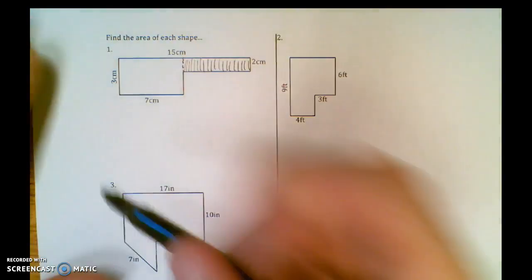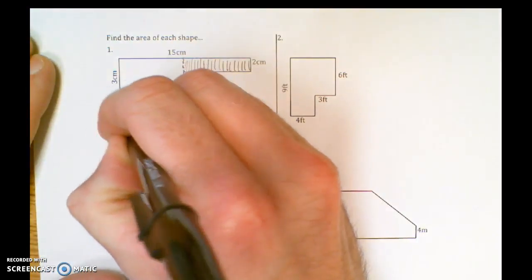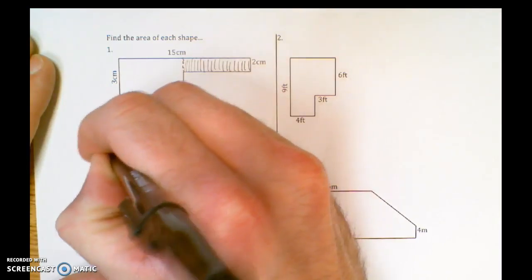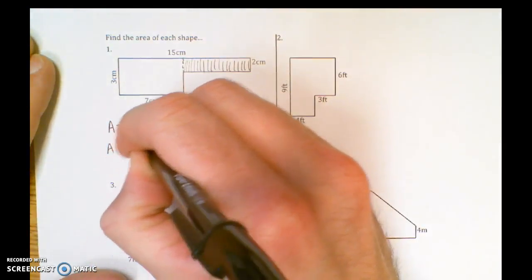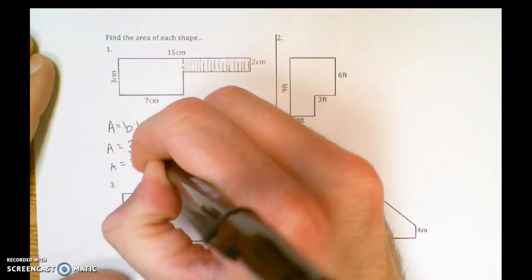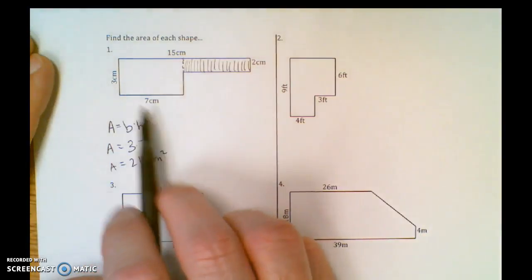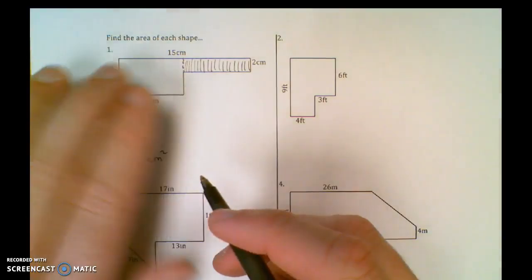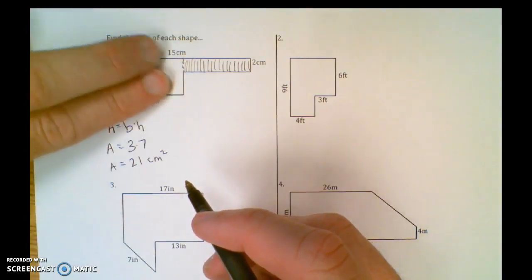The area of the first rectangle is just base times height. And it's 3 times 7. And that's 21. And it's centimeters squared, because we're dealing with centimeters. The smaller triangle is or rectangle, excuse me, is a little trickier.